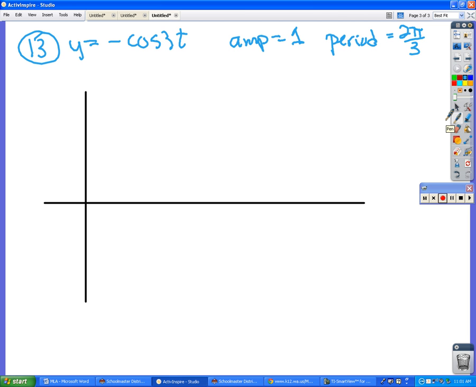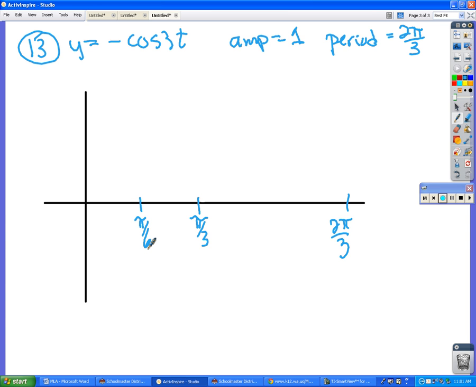Okay, right, so the period is 2 pi over 3, so this farthest distance is going to be 2 pi over 3. Then halfway in between is going to be what? What's half of 2 pi over 3? Pi over 3. Okay, what's in between pi over 3 and 0? Pi over 6.